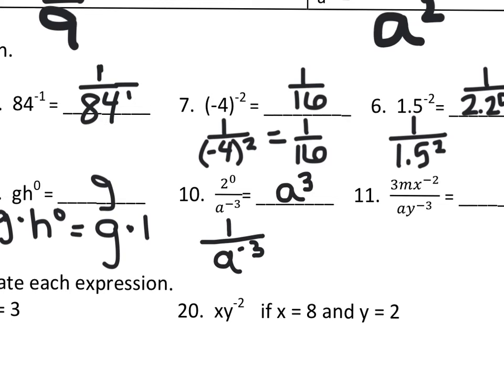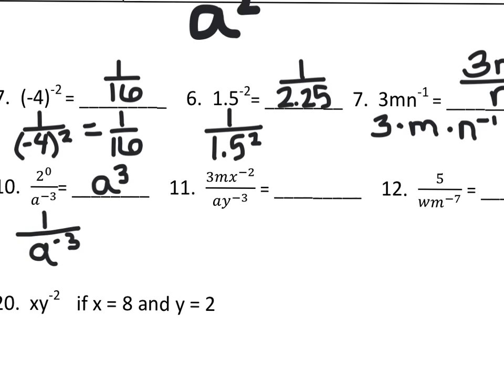In number 11, let's think about all the things that have to stay. Anything that has a positive exponent stays. Anything that has a negative moves. So your 3, your m, and your a, none of them attached to a negative exponent, all stay where they are. Your x has a negative exponent, so it has to move to the opposite side of the fraction bar. So it moves down here, and your exponent then becomes positive. Your y to the negative 3 moves to the top in order to make that exponent positive. And then there's nothing else there that's going to simplify, and so we're going to leave it just as it is.